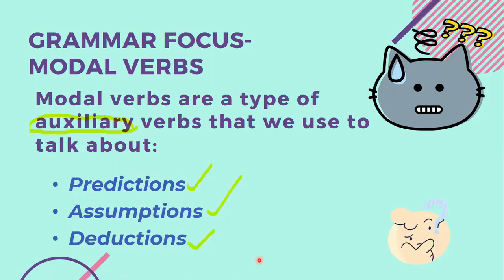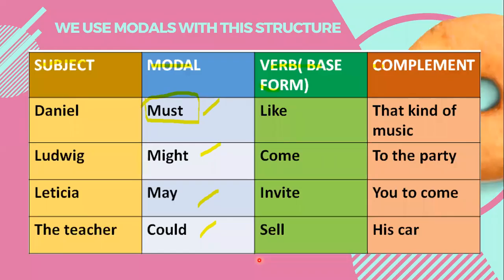Let's take a look at the structure so we know what we are talking about. When we are using modal verbs, there are four elements that we are going to include in the affirmative form. Remember, in the affirmative form, you are always going to include the subject, the modal verb, and the verb in the base form, as well as the complement. Let's move on to the subject.